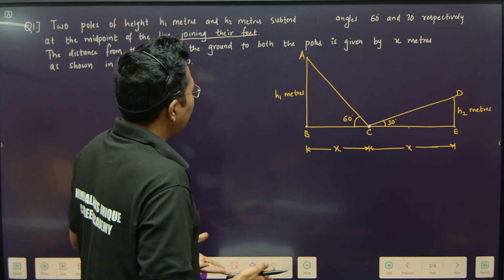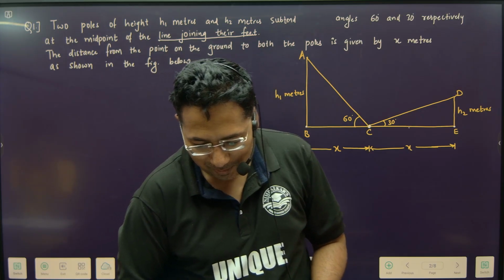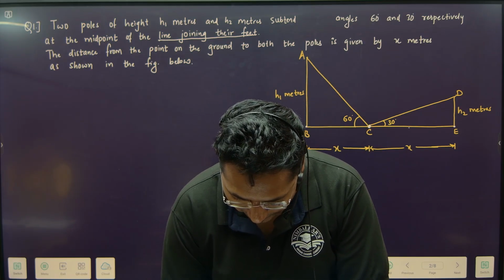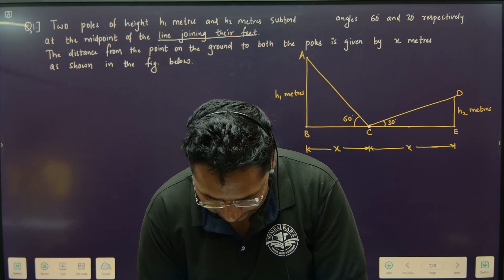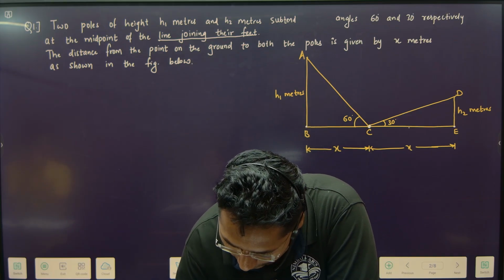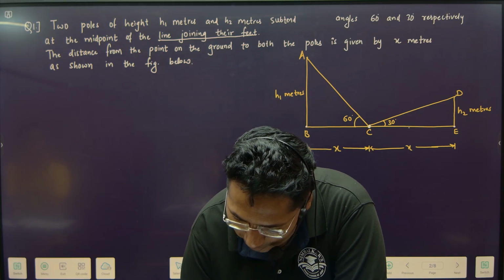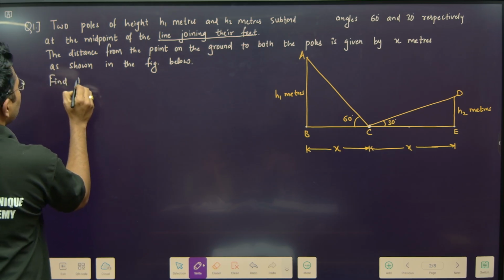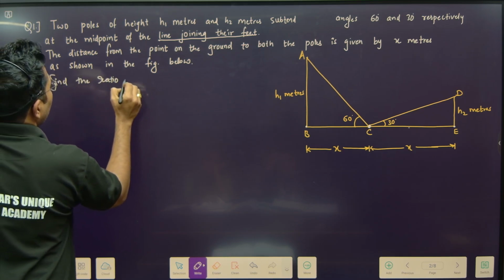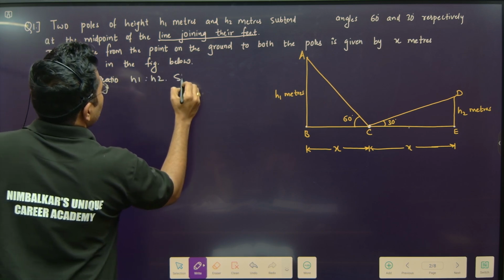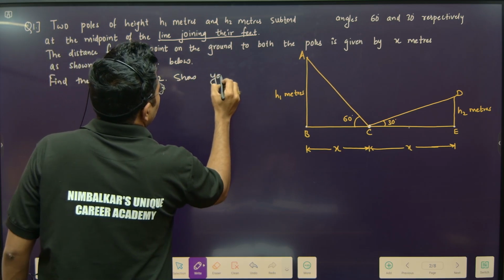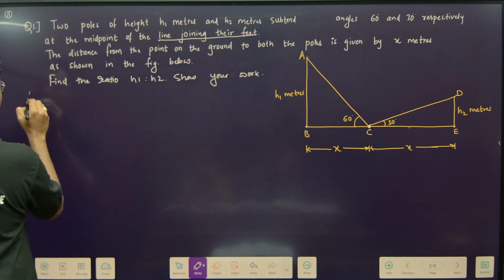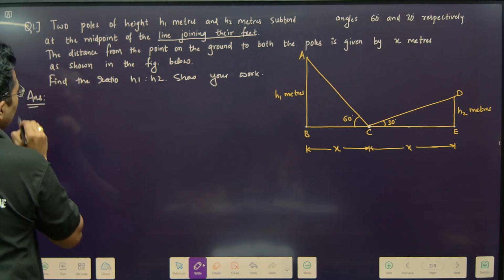I have written the question completely incorrect. Need to complete the question first. Okay. Find the ratio h1 is to h2. Show your work. Find the ratio h1 is to h2. Show your work means you are not supposed to solve it orally and write the answer, but you are supposed to work out the steps of how you got the answer.